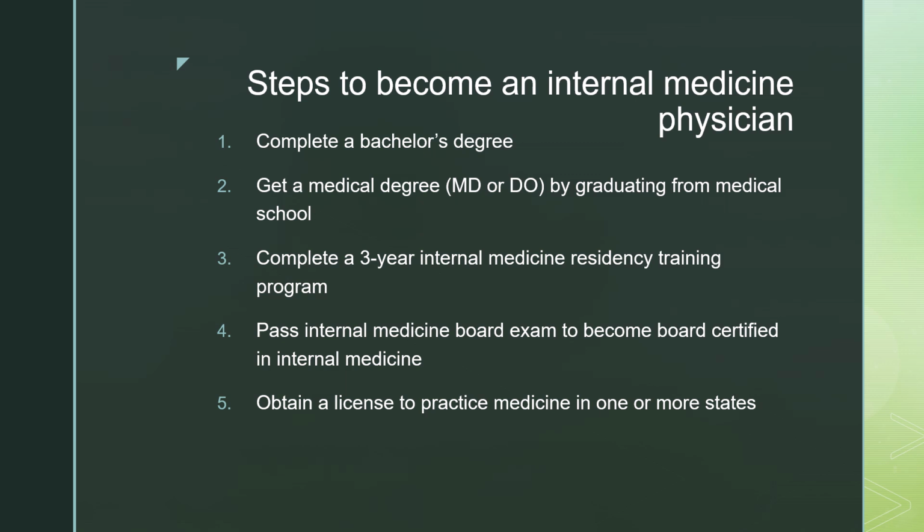This slide tells you what it takes to become an internal medicine physician, which is similar to the previous slide, except we're just focusing on internal medicine here. So an internal medicine physician completes a bachelor's degree in any field. Again, it can be music or biology or whatever. And then you get a medical degree, in my case, an MD degree, by graduating from medical school. Following that, you complete a 3-year internal medicine residency training program, and then you would try to take the internal medicine board exam to become board certified in internal medicine. Just like any doctor, you then have to obtain a medical license to practice medicine in 1 or more states in the United States.